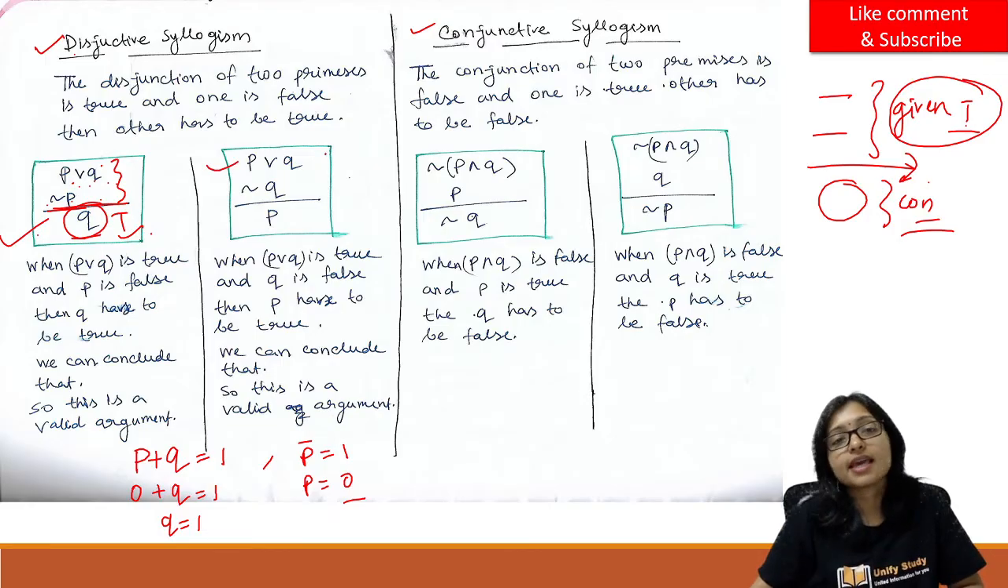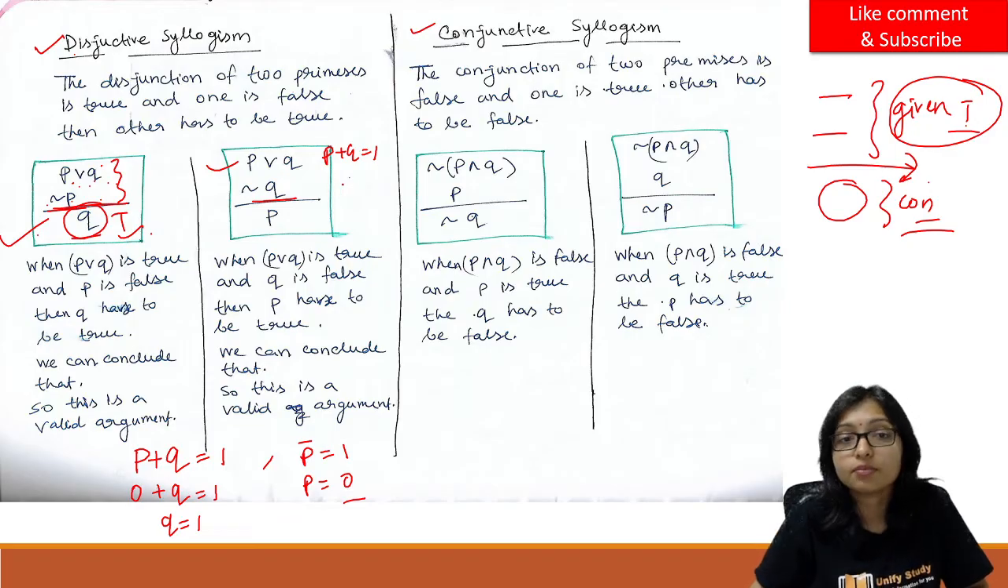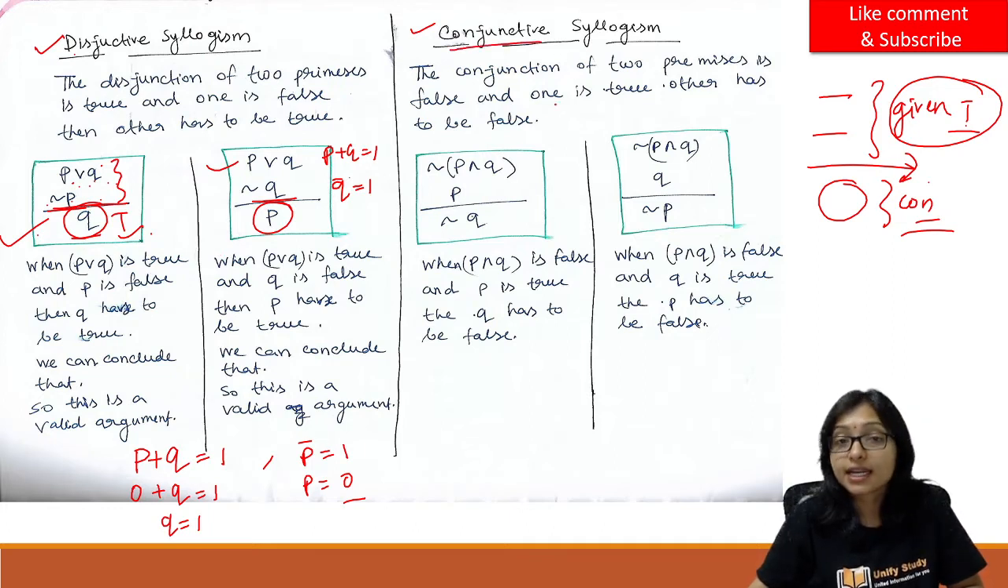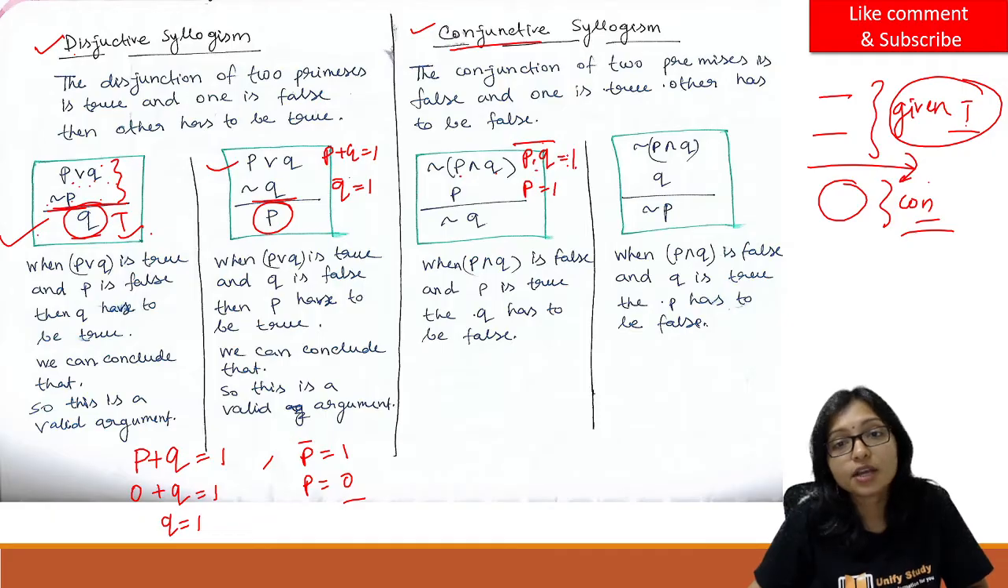Same way, P plus Q equals 1 is given, not Q is 1 given, means Q bar is 1 given, Q equals 0, so P will be 1. And when I am doing conjunctive syllogism, what is conjunctive? It is given that P dot Q bar equals 1. P dot Q complement means bar equals 1. Right? And here P equals 1. So when P equals 1 and its bar equals 1 means what? Actually PQ equals 0.